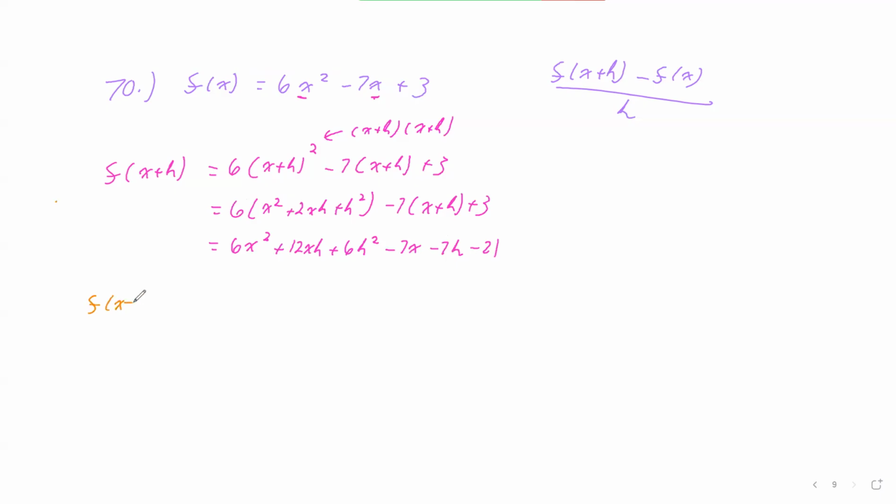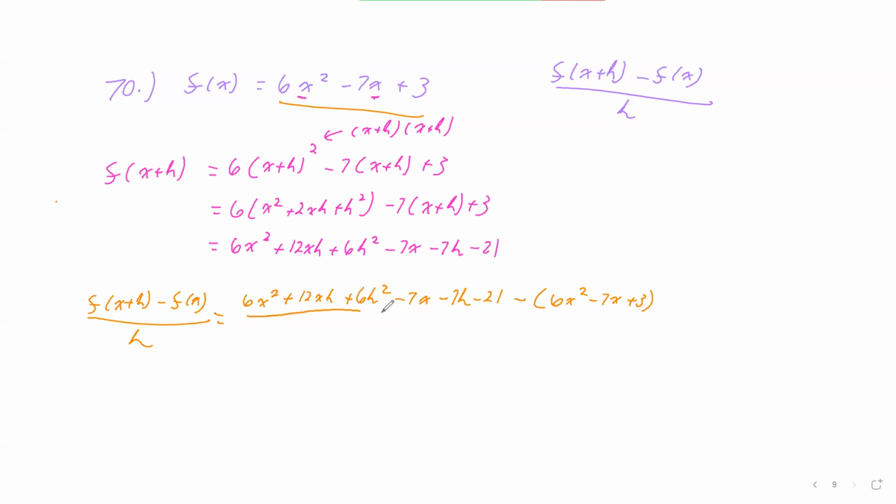So therefore, f of x plus h minus f of x divided by h looks like this. I'm going to rewrite this as is. So 6x squared plus 12xh plus 6h squared minus 7x minus 7h plus 3. That's just this. Now, minus in parentheses the original f of x. So that's going to be 6x squared minus 7x plus 3. You might be asking, why are you using parentheses? So that I remember to take this minus and distribute it to all of it. And all of this is divided by h.